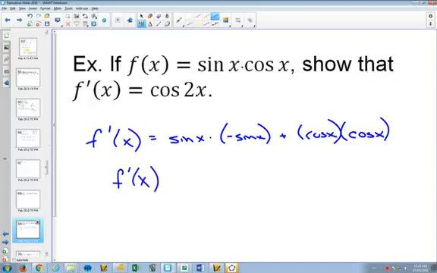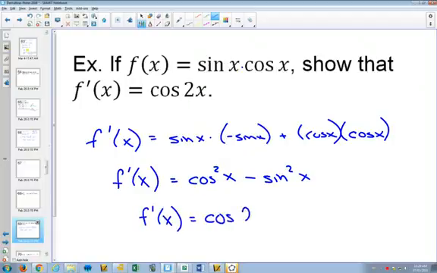And now comes the algebra part. I need to take what I have here and manipulate it so I end up showing cos of 2x. Now cos times cos will be cos squared, and sine times negative sine will be negative sine squared. And sure enough, that's one of our identities. Cos squared minus sine squared is cos of 2x, and you've shown it. You can write the fancy Latin initials. We've shown what we wanted to show.